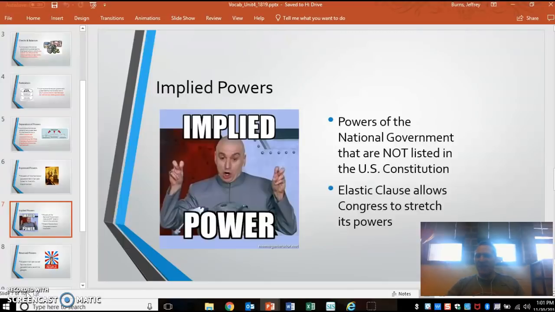So they said we have to have a way to have Congress and have our government be able to stretch its powers. So this idea, this elastic clause or the necessary and proper clause is what it's really called, allows Congress to stretch its powers, creating an air force. They didn't have airplanes back then, back when the Constitution was written. Now we do. So we create an air force, we add it to our military. Okay, that's a good example.